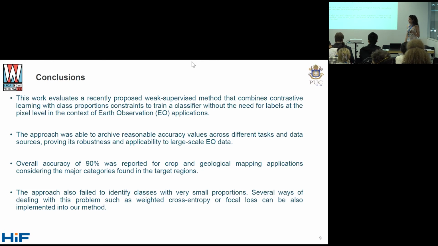And the overall accuracy was about 99.19%, and the approach also failed to classify classes with very small proportions. This is the class others, for example, which has very small proportion, like 10% of the samples, and that's why the model struggled to identify this class for the geological dataset.